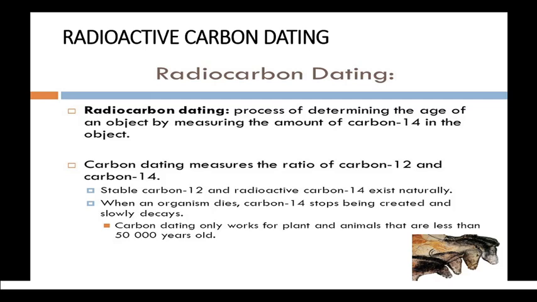So carbon 12 is stable, whereas carbon 14 is radioactive. So by measuring the ratio of carbon 12 to carbon 14, we can determine the age of an object.